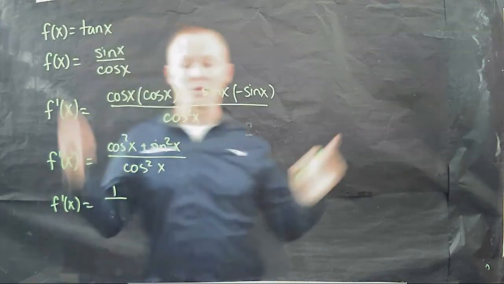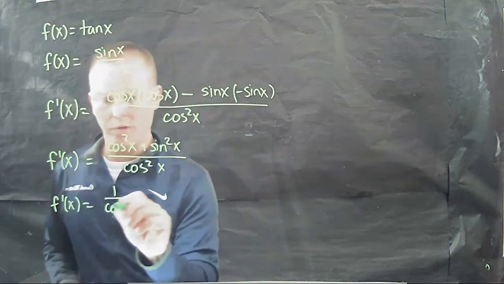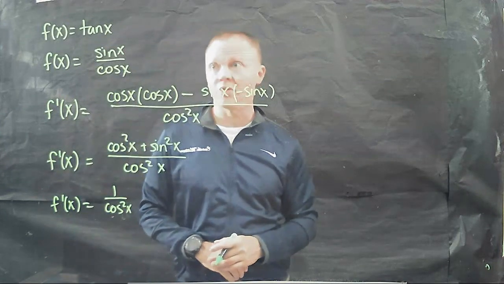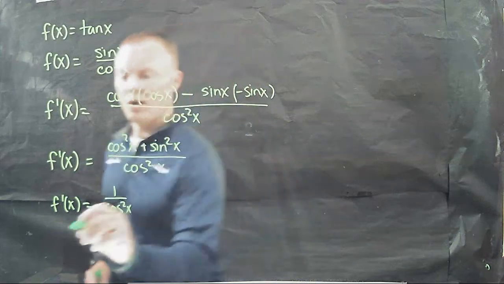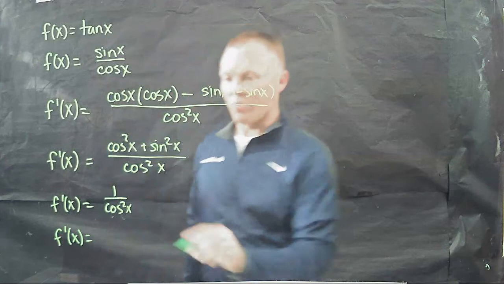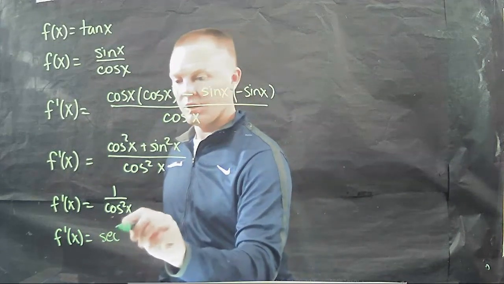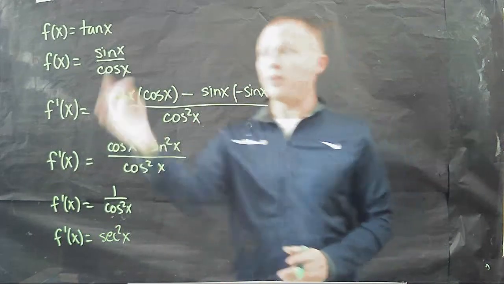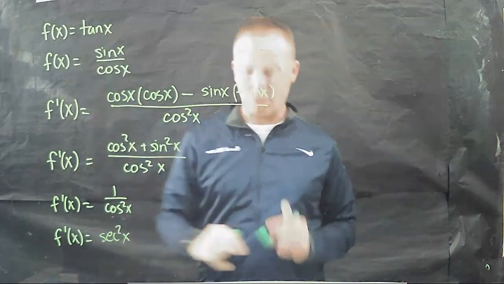Cosine squared plus sine squared is 1. So 1 over cosine squared of x. Some textbooks actually will just leave the derivative of tangent as 1 over cosine squared. I think it's also safe for us to know that 1 over cosine squared is secant squared. Okay? So the derivative of tangent of x is secant squared.